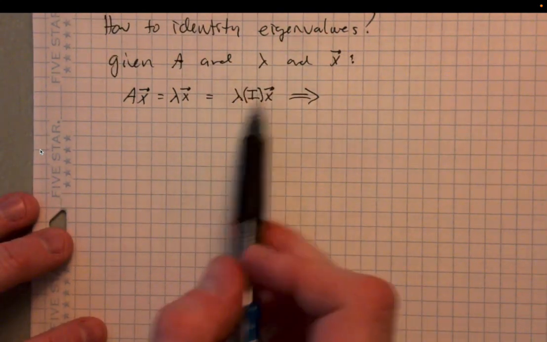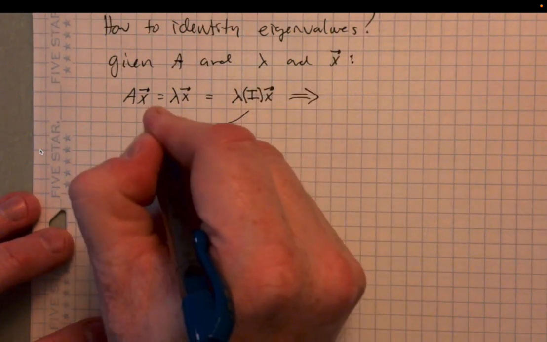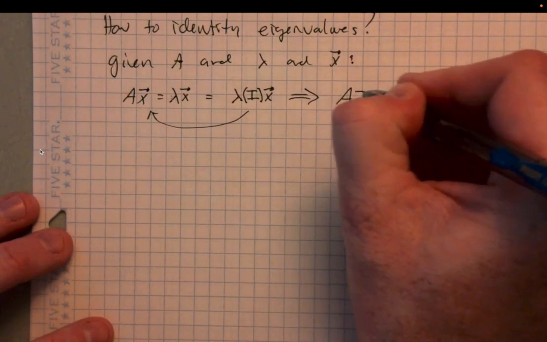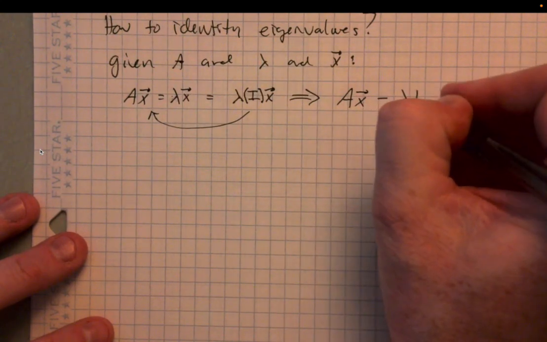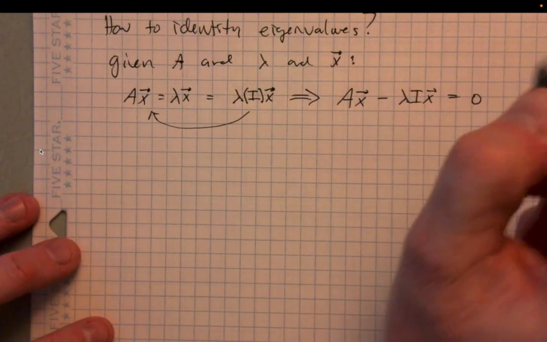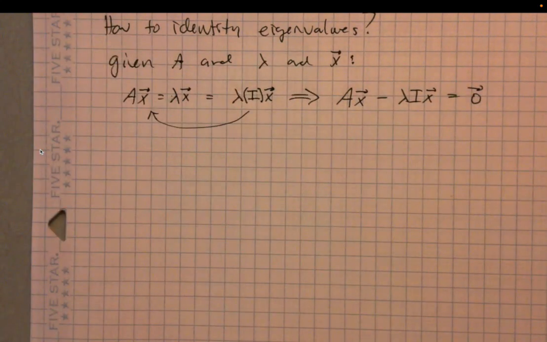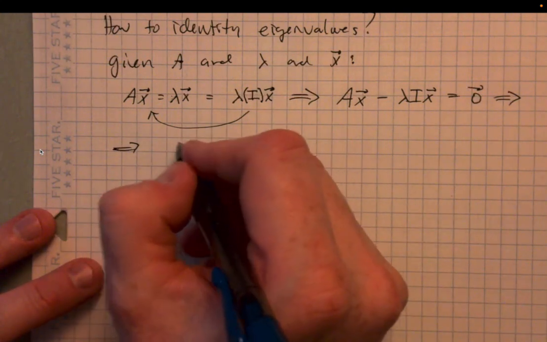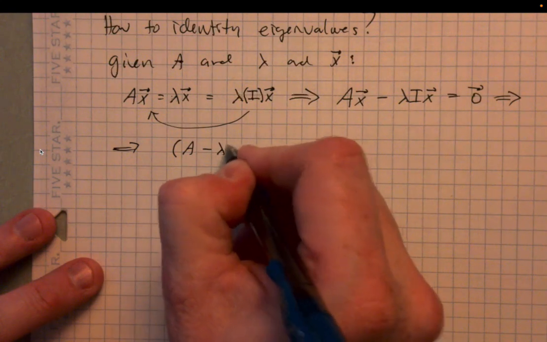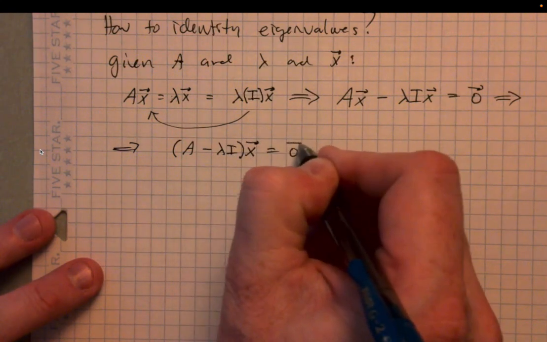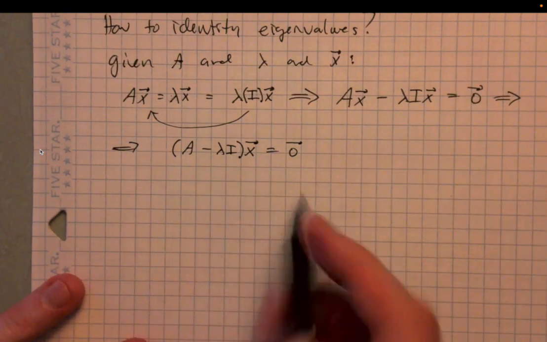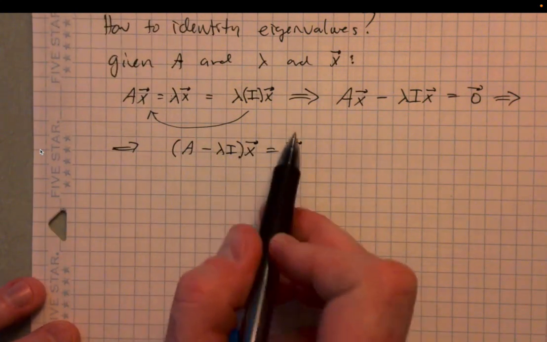And so what I can do is subtract this whole operation and bring it over to the other side. Let's not worry about this intermediate step right now. So I've got A times x minus lambda times I x equals 0, and this would be the 0 vector, of course. And we can factor out the vector x. So you could write it like this: A minus lambda I times the vector x equals 0. This looks a bit like a system, doesn't it? You've got a matrix times a vector equal to 0.